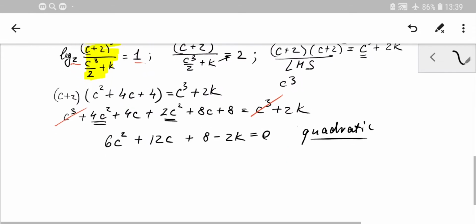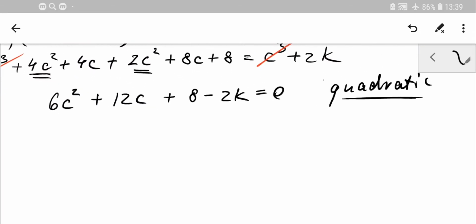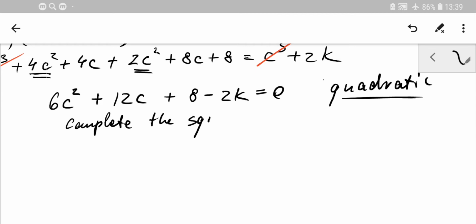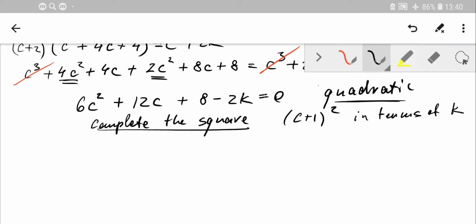Okay, maybe let's do complete square. Yeah, it works better, I guess. Let's try to complete the square, because finally we need to express c plus 1 squared in terms of k. So that's why I just decided to use complete square. Let's remember how it works.